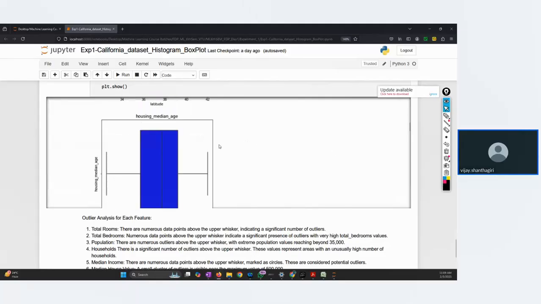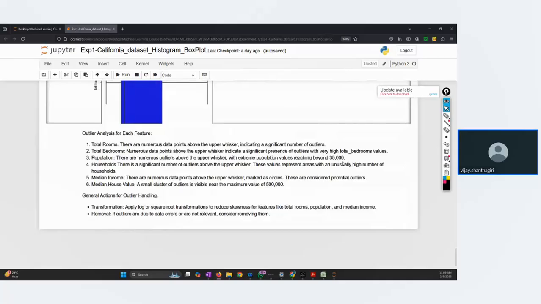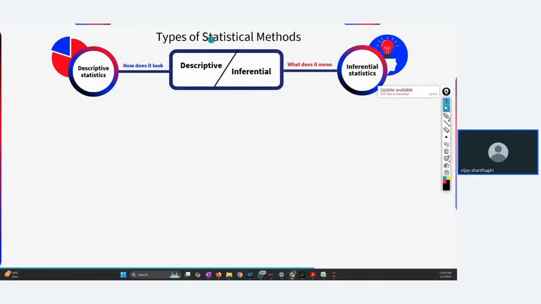So this graph here is a box plot. The other one is a histogram. So we'll learn about this, right? But basically, let's get back to this. So what are we doing? We're going to do descriptive statistics. Why? Because we want to see how the data looks.